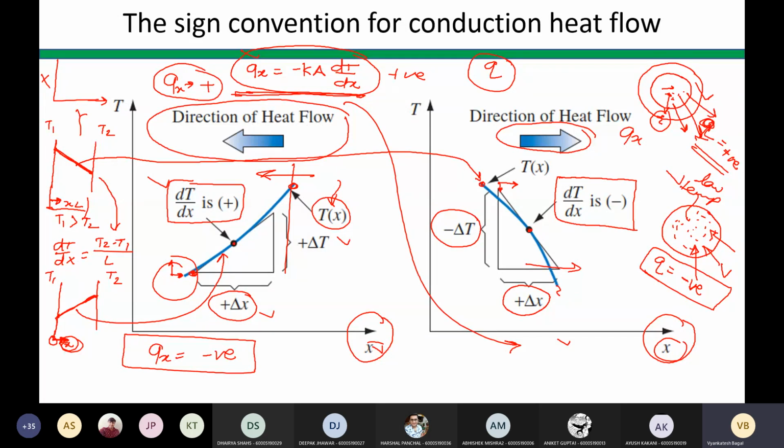And once again, I repeat, the reason why we use the minus sign in Fourier's equation is because we want Q positive in the positive x direction. That's why that minus sign is put there, right? Maybe in today's lecture or the next lecture, you'll find problems where I'll be testing your understanding of the sign convention itself.